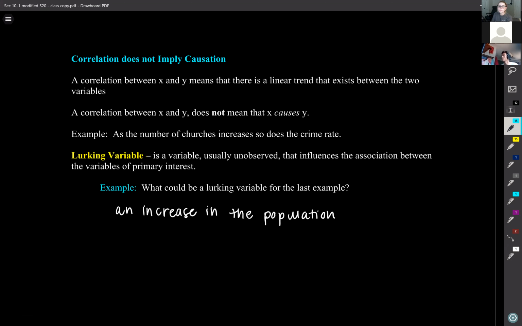So just be very careful when you're talking about correlations between two things that you don't imply that one would cause the other. Okay, that is everything for this section 10.1. Are there any questions about the correlation coefficient or anything that we talked about here?